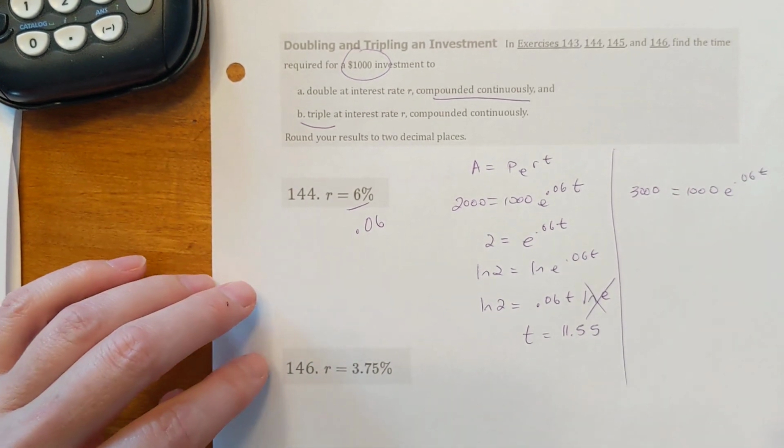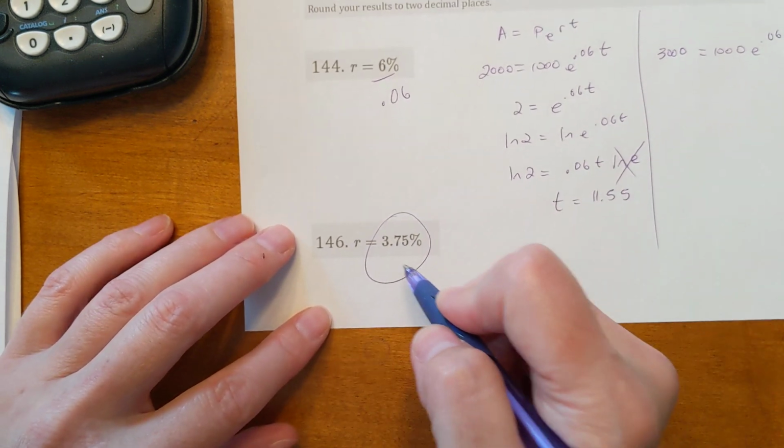And then someone asked me about the next one here. What is that? It's a decimal. Move it over 2 places. It's 0.0375.